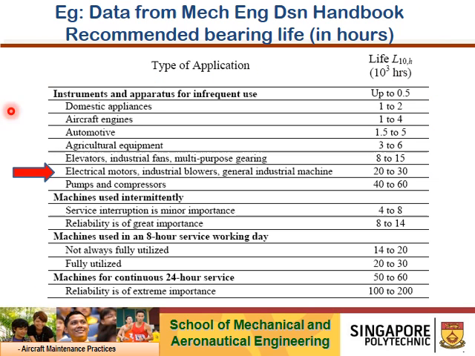So this is just typical data from the Mechanical Engineering Design Handbook, recommended bearing life. If it's an industrial blower, your lifespan will be 20 to 30, to the power of 10 to the power of 3, so 30,000. So that is the range that we are looking at. This is life expectancy in hours for the blower bearing. Okay, so let's move on.